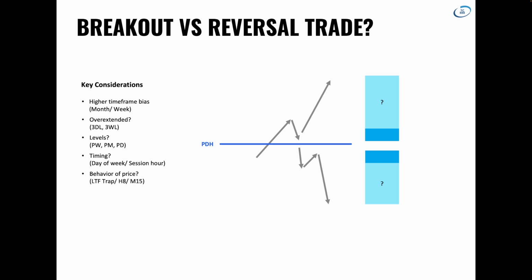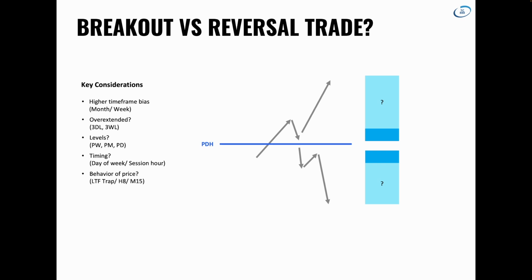Then, of course, timing. What's the day of the week? Are we in the beginning of the week or are we end of week? That makes a big difference, because the beginning of the week, front side, as we know, often expands the range. The end of the week often reverses, backside of the week.